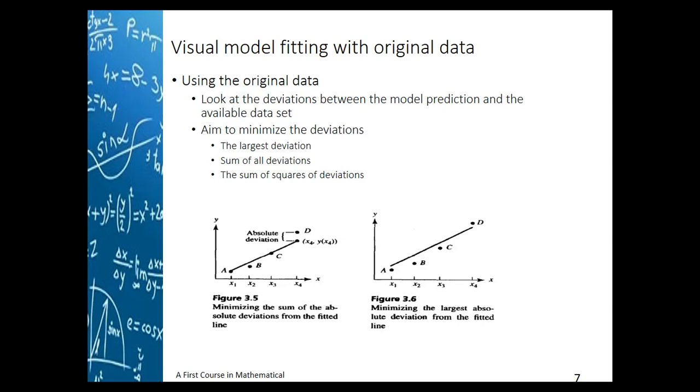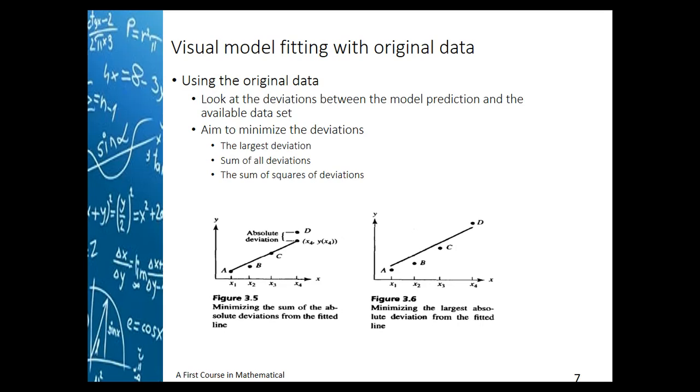This is how you're going to minimize the largest absolute deviation from the fitted line. What does it mean by you minimize the largest absolute deviation from the fitted line? You can see over there, there is no such thing, there is no condition as in your point D in 3.5, meaning that you don't have any so far large deviation.